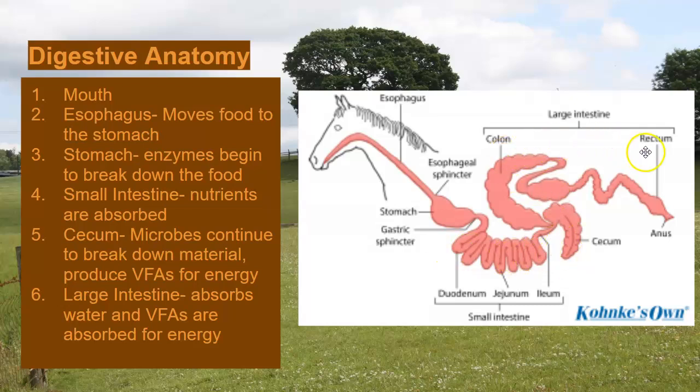And then from here, we move into the cecum, which contains microbes that continue to break down the material and produce VFAs for energy. Now we move into the large intestine, which absorbs water, and VFAs are also absorbed for energy.